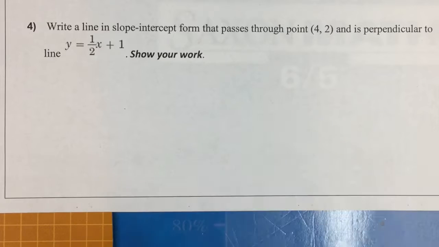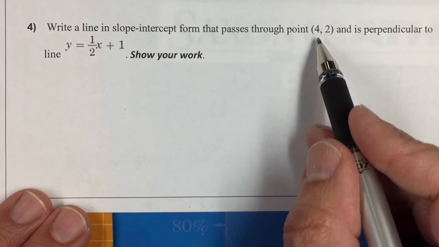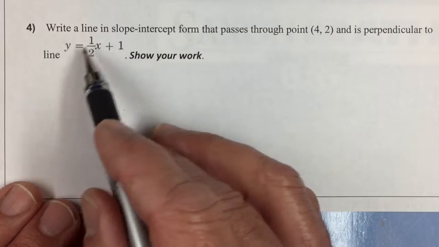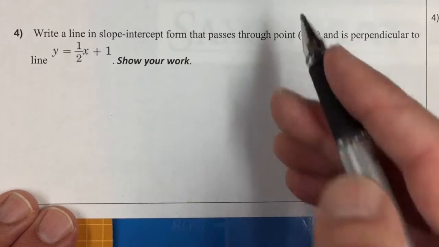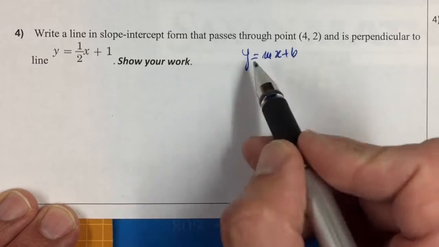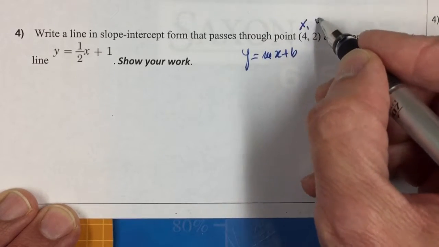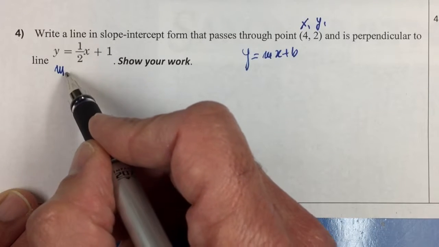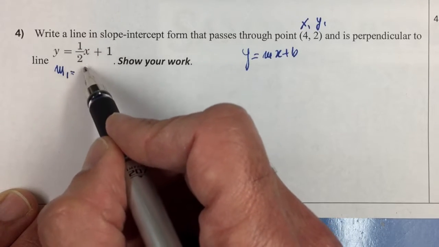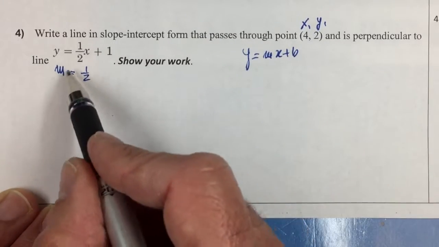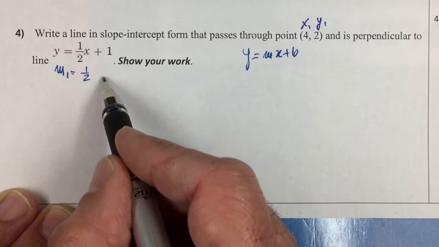Let's go to number 4. Write a line in slope-intercept form that passes through this point, (4, 2), and is perpendicular to this line. Slope-intercept form is y equals mx plus b. If it passes through this point, I'm going to label it x1, y1. And I'm going to see what is the m of this one. m1 is the coefficient of x, 1/2. The perpendicular line that passes through this point is going to have a slope that is the opposite reciprocal.